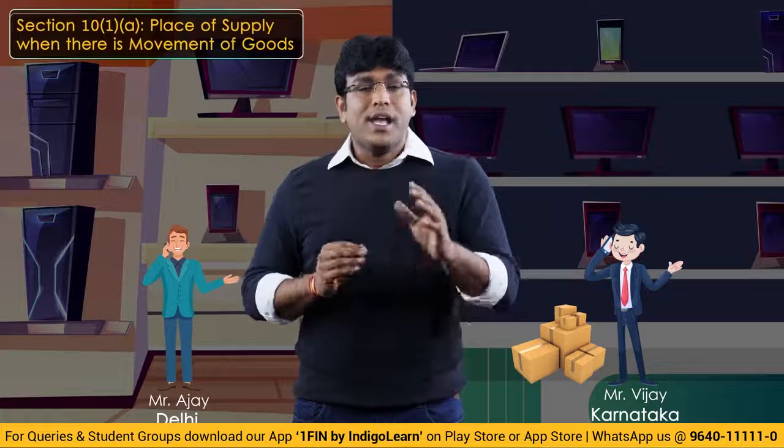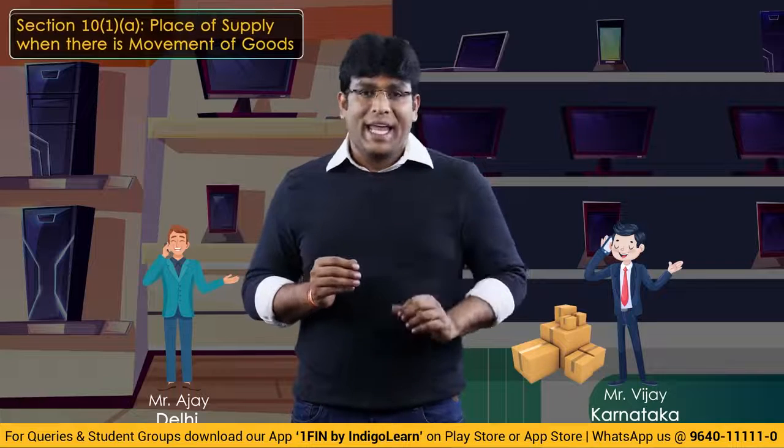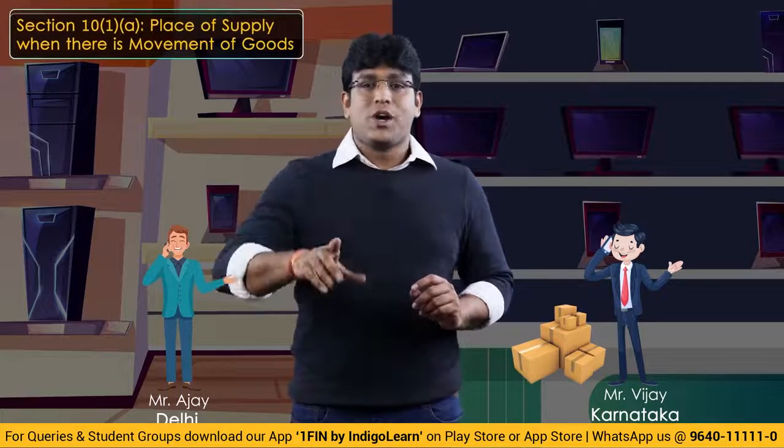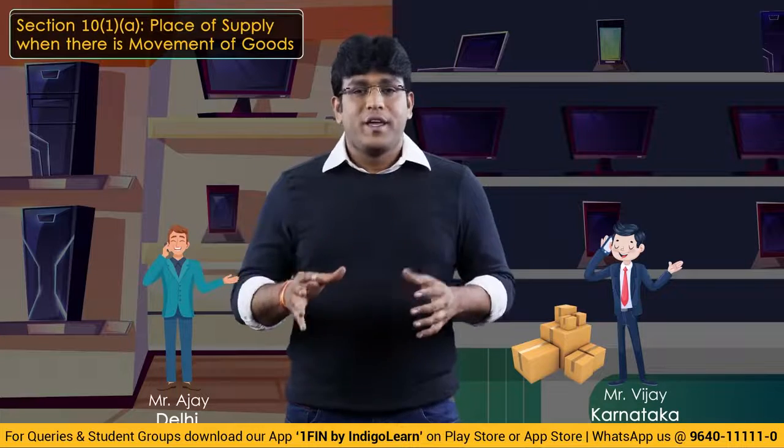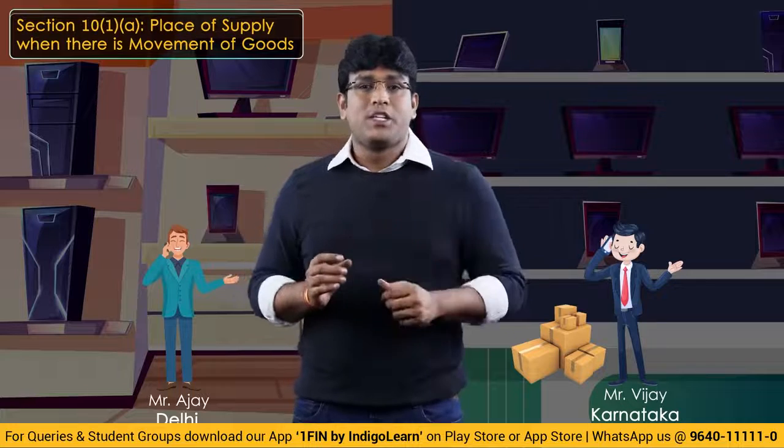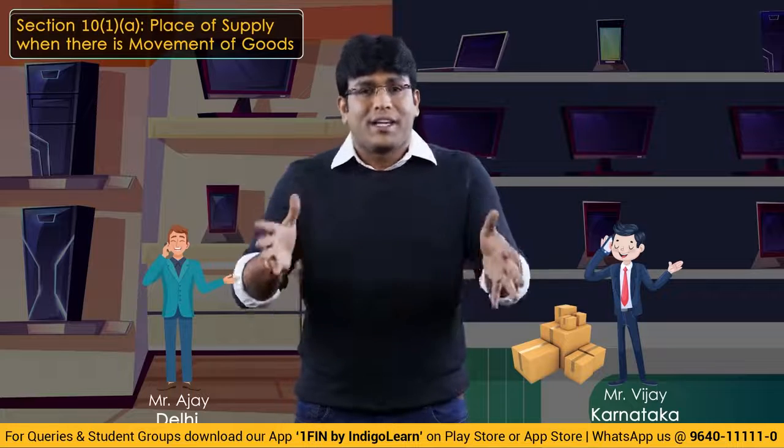Now, in this particular scenario, how do we determine place of supply? For this particular scenario, my dear friends, we have got one section known as section 10 subsection 1 clause A, which specifies that place of supply in case where there is movement of goods. If you observe here, electronic goods are being moved from Delhi to Karnataka. The goods are going from Delhi to Karnataka, correct or not?